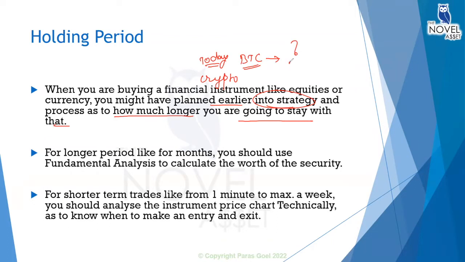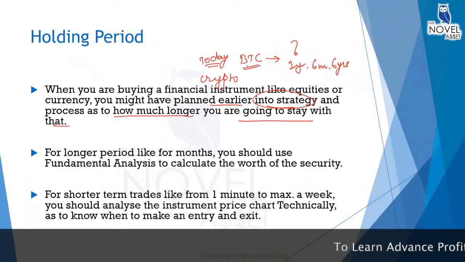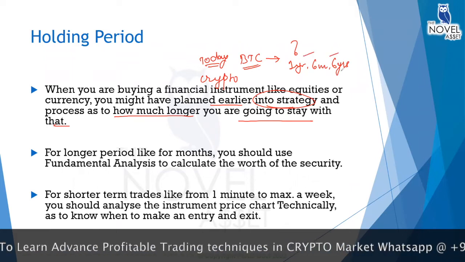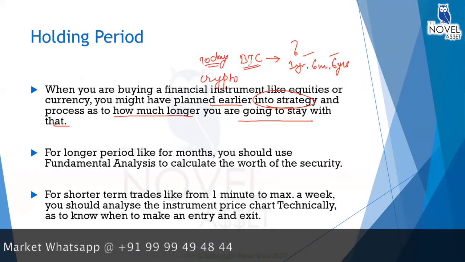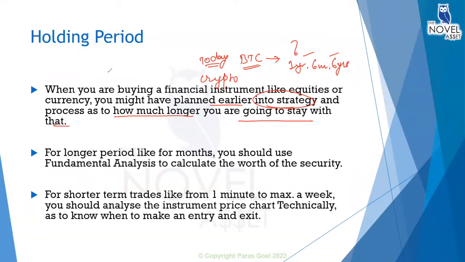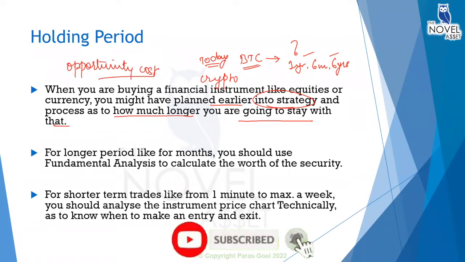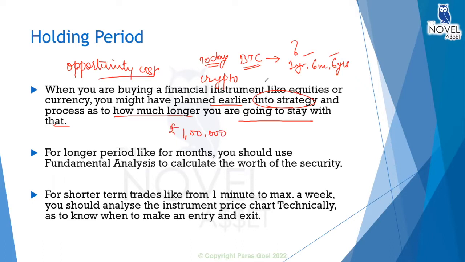Am I going to hold for 1 year, sell in the next 6 months, or in the next 6 years? Always have an idea, because when you are buying BTC for a longer period, let's say 1 year or 6 years, are you not blocking your funds? Are you blocking some of your funds in that BTC or the cryptocurrency? Yes. So that blocking, or that investing, has an opportunity cost for everyone. Why is there this opportunity cost? Because let's say I bought 1 lakh rupees of BTC. I invested 1 lakh rupees in BTC.